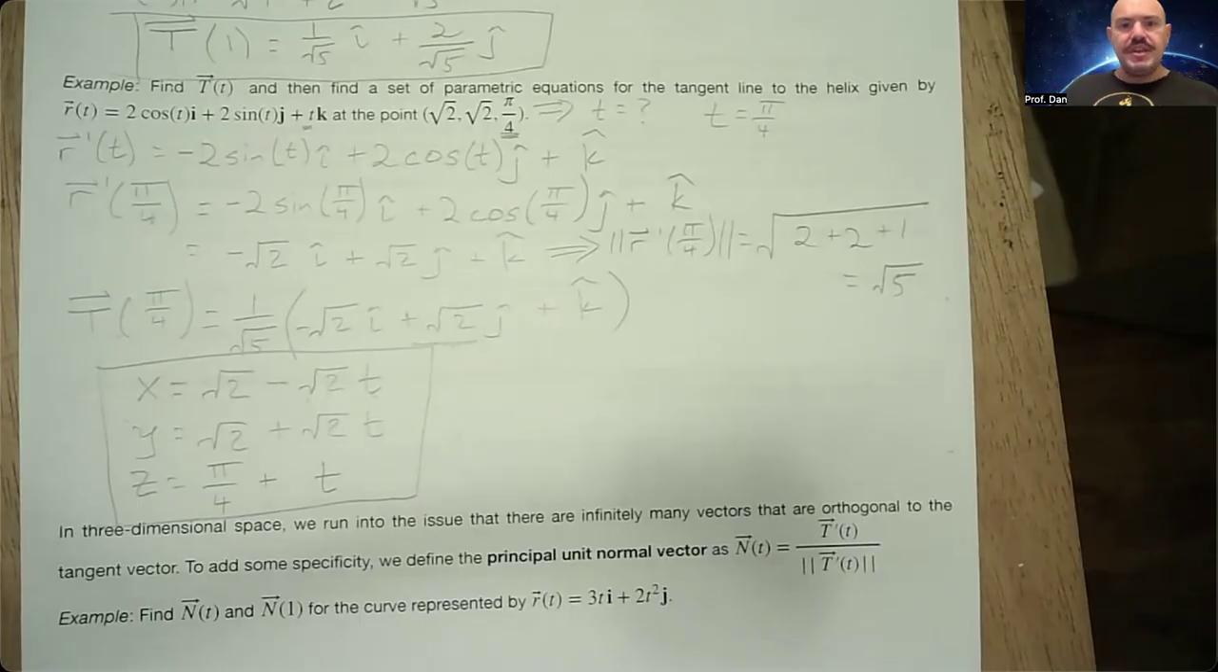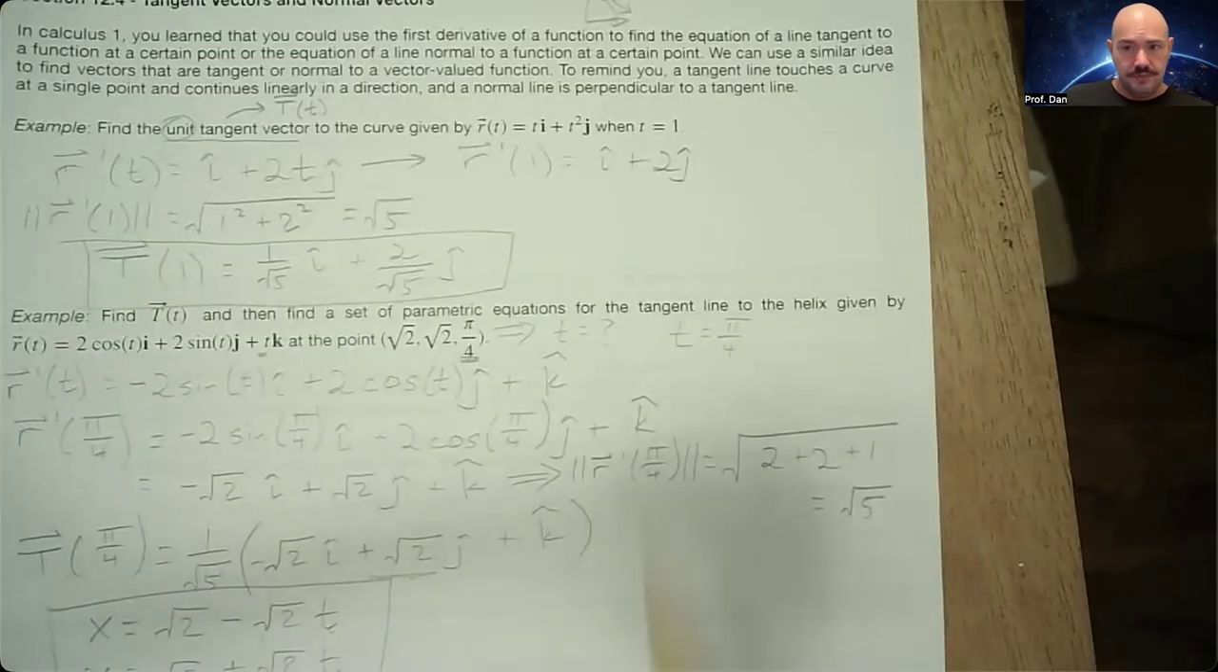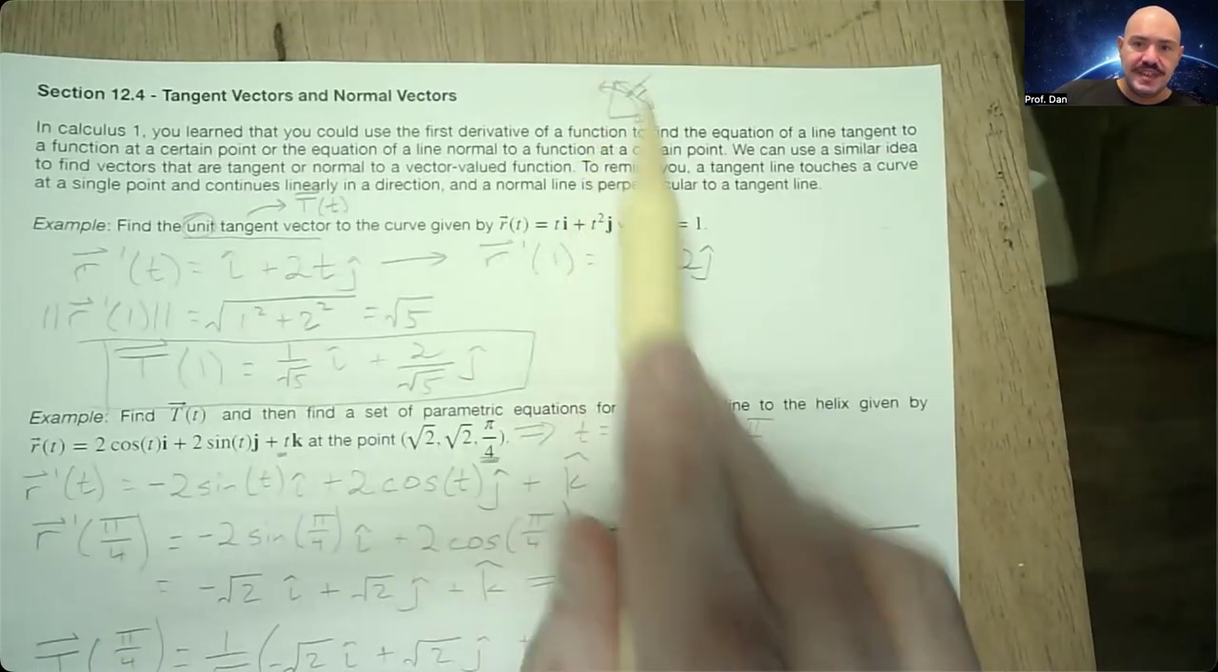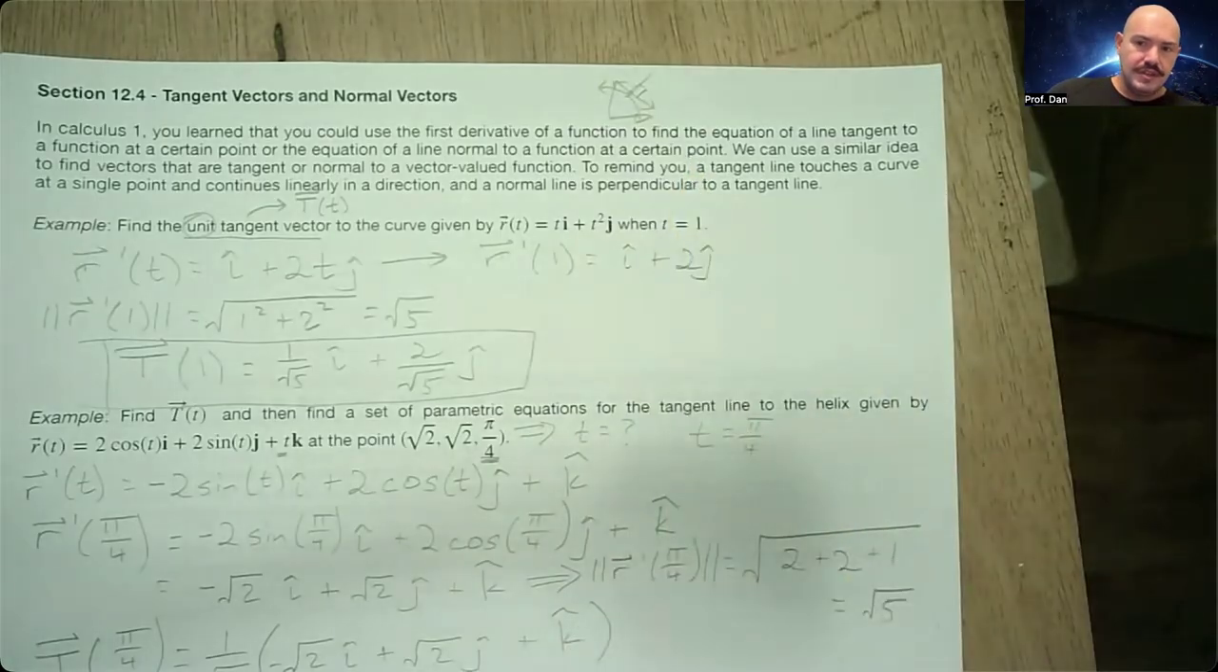So these two examples have focused entirely on finding tangent vectors and using tangent vectors to write equations for tangent lines. But this section also covers normal vectors, which are important for the applications that we're going to see, right? So to remind you, the process for getting a normal line in Cal 1 would have been getting the derivative, plugging a number in, that gives you the slope of the tangent line. Then to get the slope of the normal line, you'd have to flip and switch, right? So flip the fraction, switch the sign. That would be the slope for the normal line.